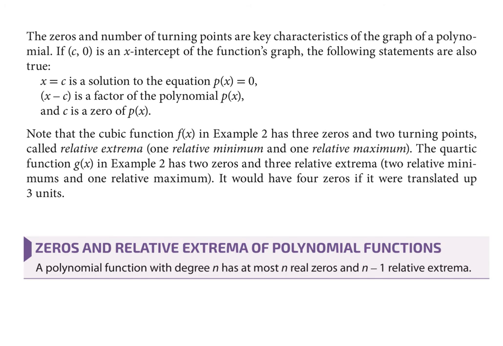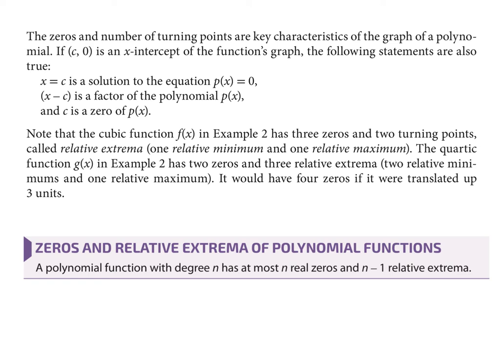Okay, the zeros and number of turning points are key characteristics of the graph of a polynomial. If c is an x-intercept of the function's graph, the following statements are also true. So if you have a zero, then you have an x value that makes the equation zero. You also have that x minus that value is a factor, and whatever that value is called a zero or an x-intercept, okay? So zero means where it crosses or touches the x-axis. You have an intercept, okay?